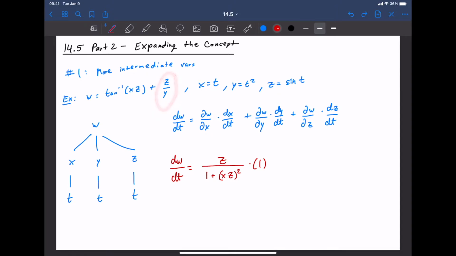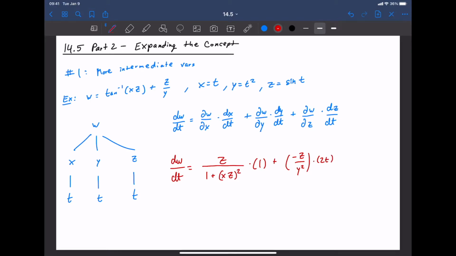Careful with this one. Again, I suggest that you've already paused the video. You've already done everything you're supposed to do. I would get negative z over y squared. Then we would look at y with respect to time, which is 2t.